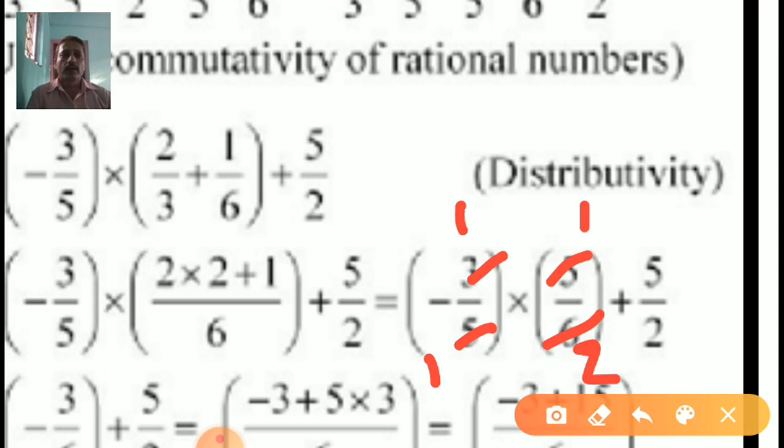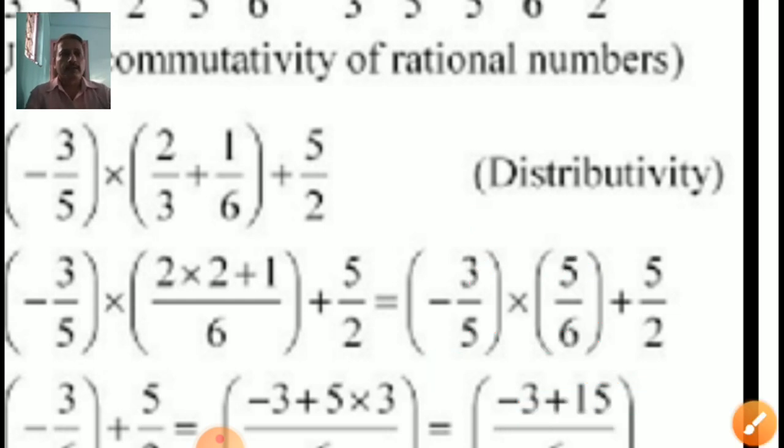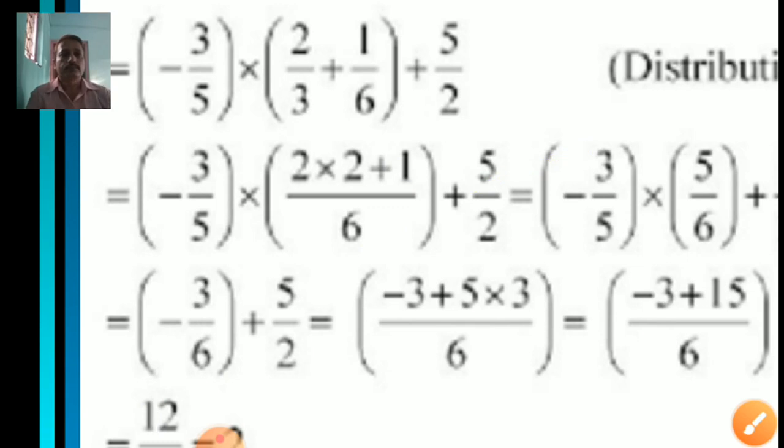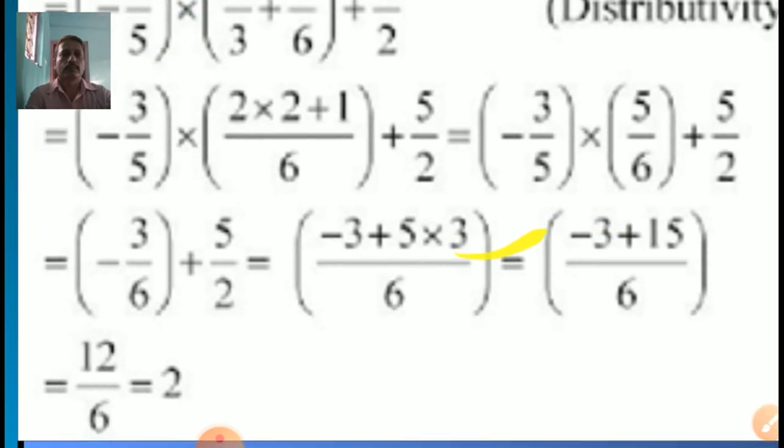Okay, now look at the numerator. That's 1 and 1. 1 into 1, 1. Look at the denominator. 1 into 2, that's a 2. And then the second number is 5 upon 2. Okay. See. Here, student, I did one more step, but don't worry.